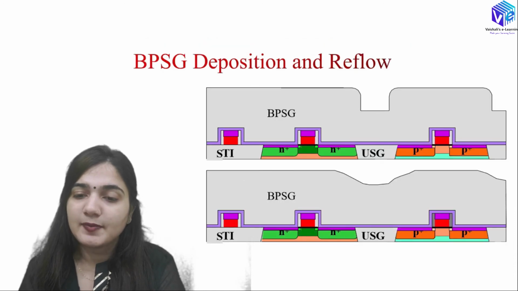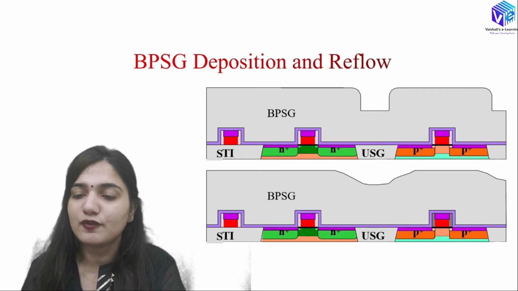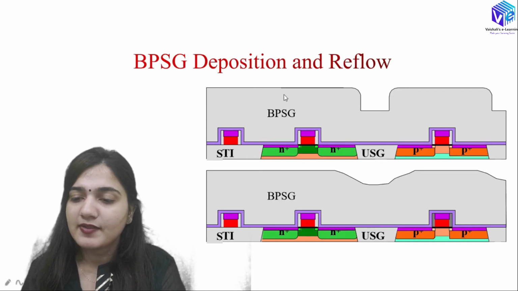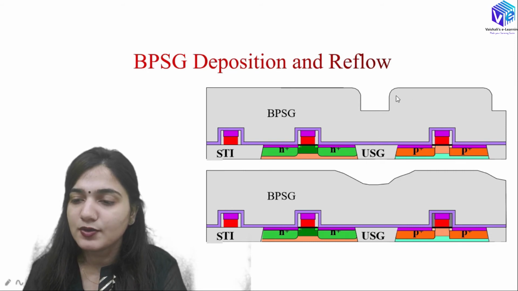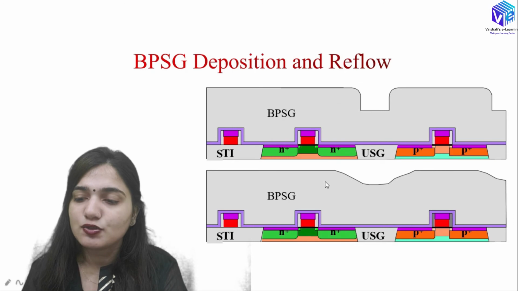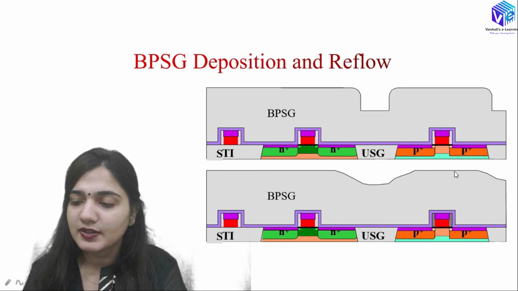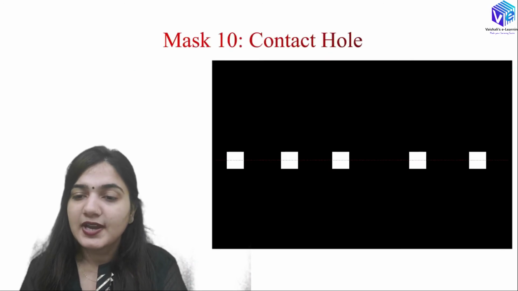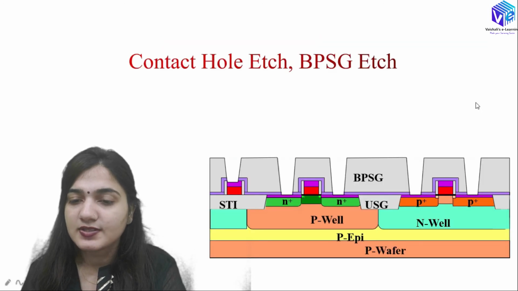So after that we will be having the borophosphosilicate glass deposition as well as the reflow. So this is how we will be having the deposition of the borophosphosilicate glass. The reflow is done because here you can see this is a rough surface. To make it smooth I will be having the reflow process. And after that we will be using the 10th mask for the contact hole formation. So you can see the contact holes are made over here.